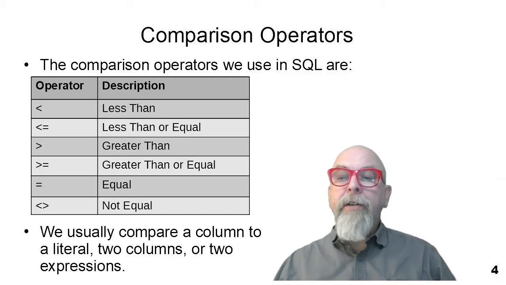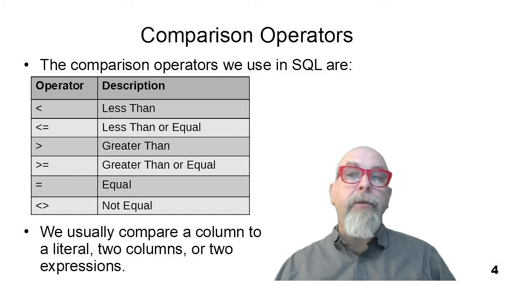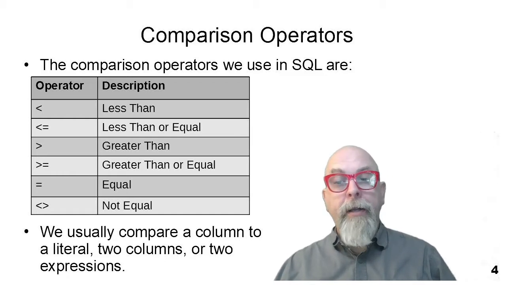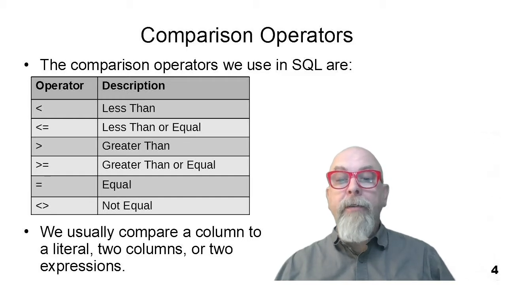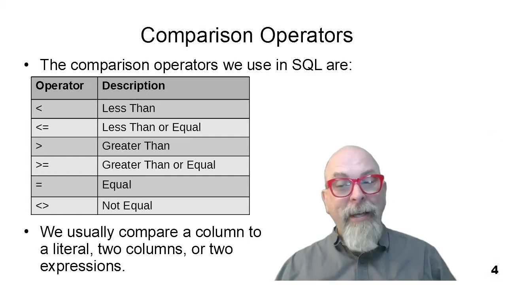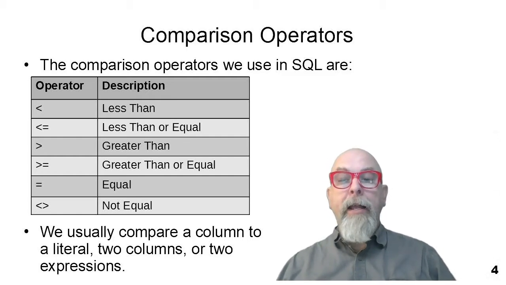To select individual rows or groups of rows, we need to do some type of comparison to decide whether they're to be shown or not. There are 6 comparison operators that will help us do that. The first 2 are less than and less than or equal. The second 2 are greater than and greater than or equal. And the third, 5th and 6th are equal and not equal.